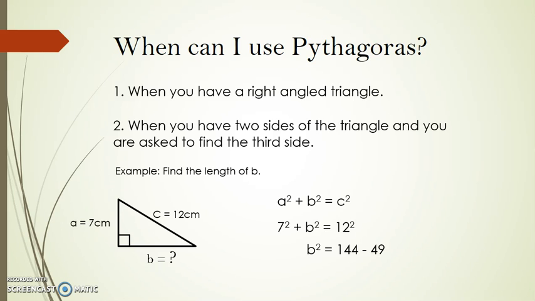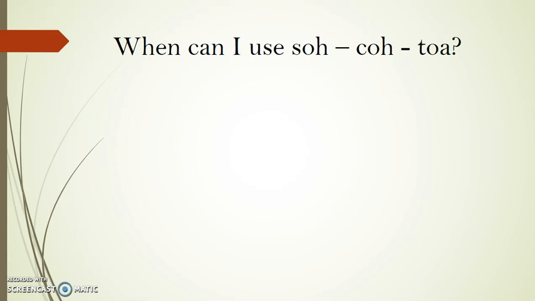Subtract 7 squared from both sides of the equation, so you're left with B squared equals 12 squared minus 7 squared. So B squared is 144 minus 49, so B squared is 95. And in order to find the value of B, you find the square root of 95, and B is 9.75. Okay, so that's using Pythagoras.